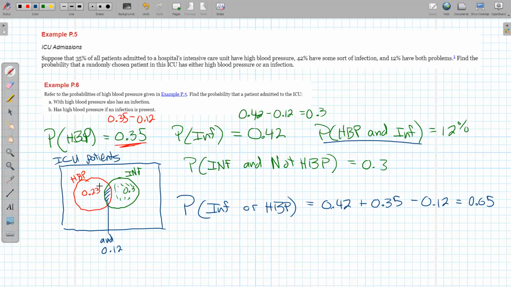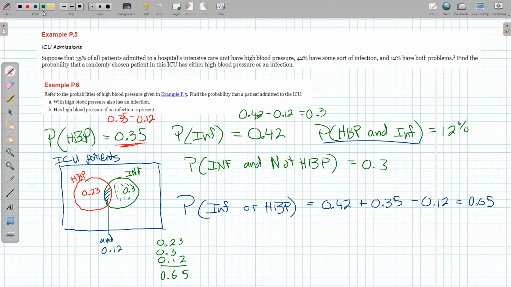Alternatively, I can look at the other way I broke it down here. 23% have high blood pressure but no infection, 30% have an infection but not high blood pressure, and 12% have both. So I should be able to take 23% and 30% and 12% and add those up. And what do we get when I do that? I get 5% there and 60% there. So there's that same 65.